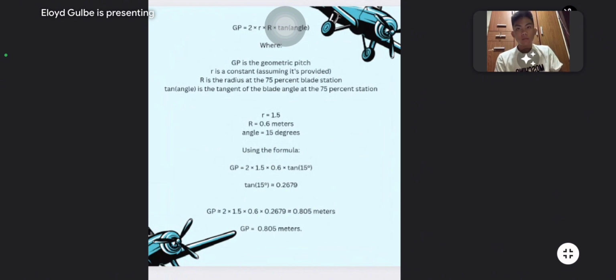First, calculate the tangent of 15 degrees. Tangent 15 degrees equals 0.2679. Now, plug the values into the formula. Geometric pitch equals 2 times 1.5 times 0.6 times 0.2679 equals 0.805 meters. So the geometric pitch would be approximately 0.805 meters. That's all for our topic on how to solve this problem using this formula.